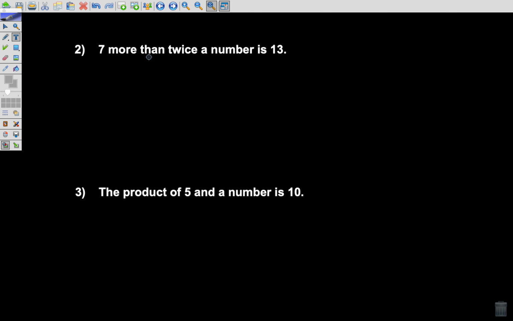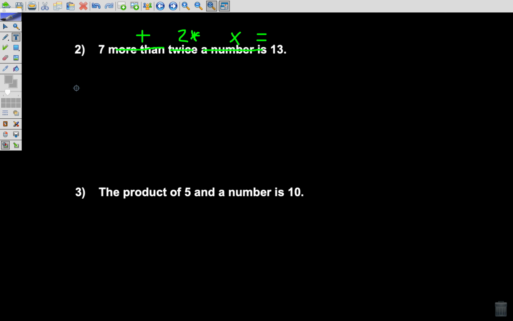All right, 7 more than twice a number is 13. So let's go back. 7 more, "more than" here means plus. So 7 plus twice a number. Well, twice is the number 2, triple is 3, so twice is 2. Twice a number means 2 times. So I'm going to write a little asterisk here: twice means 2 times. So 7 plus 2 times a number. We don't know what the number is, so we'll make it x. So 7 plus 2x equals 13.